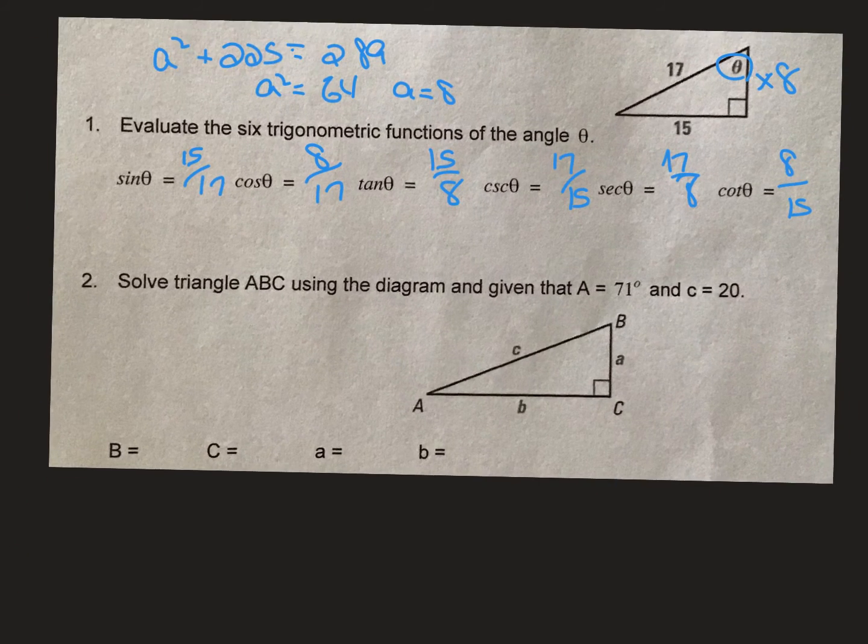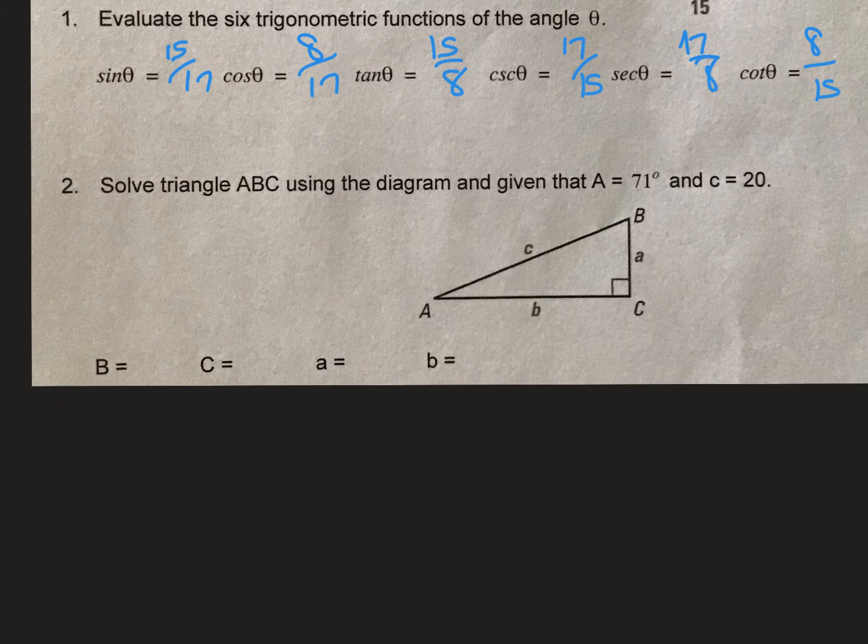Number two, solve the triangle. Please watch this one carefully. They gave you 2 pieces of information in here. They're giving you angle A and telling you it's 71 degrees. So that right there is 71 degrees. They're also telling you side C, which is the hypotenuse, is 20. And you got to find everything that's listed down here on the bottom. One thing I know for sure is angle C is 90 degrees because it's got the box there. Angle B is whatever's left.